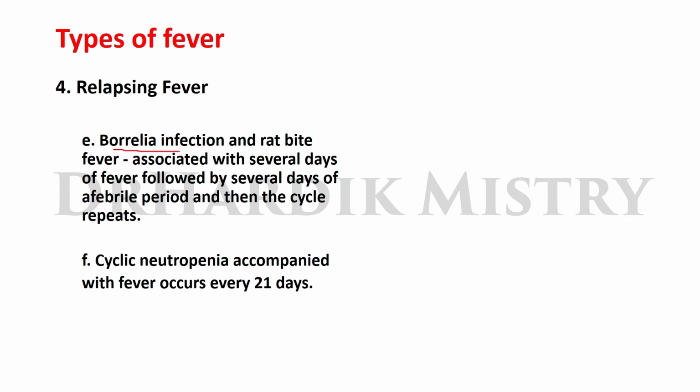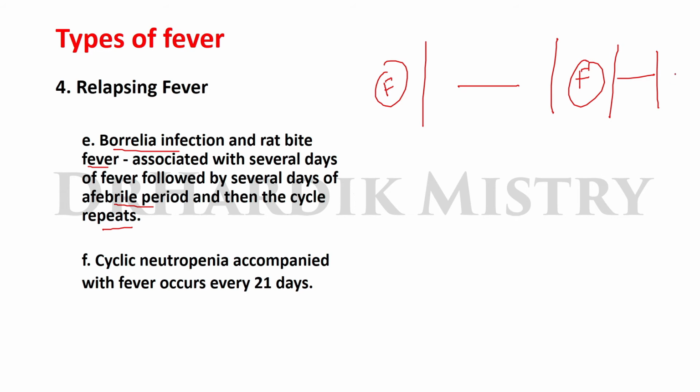Fifth one, Borrelia infection and rat bite fever. That is associated with several days of fever followed by several days of afebrile period, and then the cycle repeats. So the several days may vary, either 3 to 10 days or 5 to 10 days, fever happens. Again fever stops for a few days, and again after a few days the fever happens. Again fever stops for a few days, again fever will reappear. So this type of cyclic pattern of fever happens in Borrelia infection and rat bite fever.